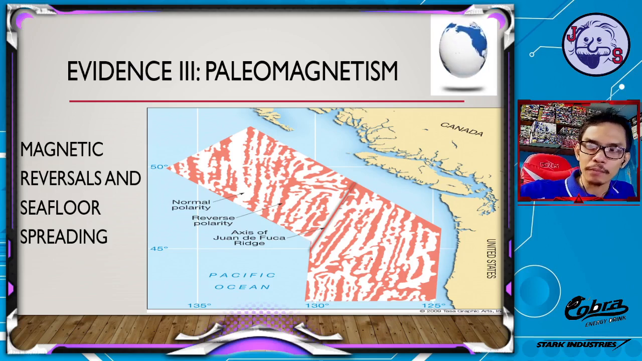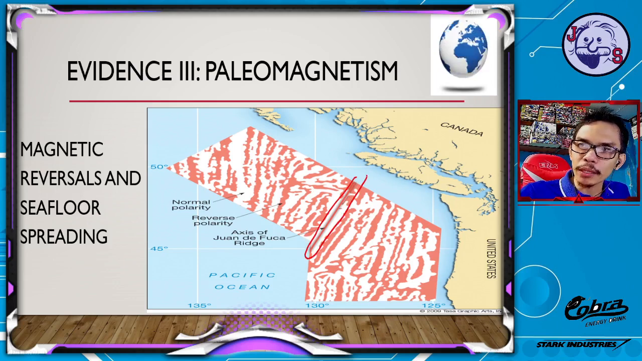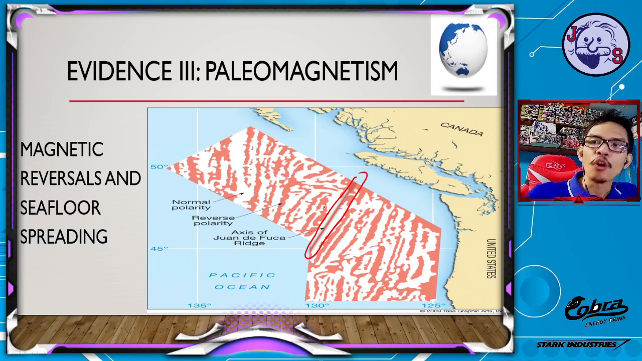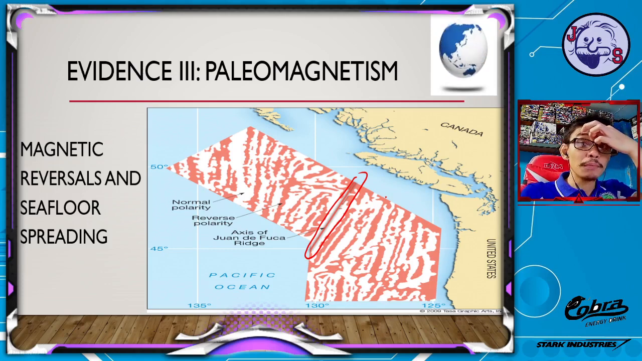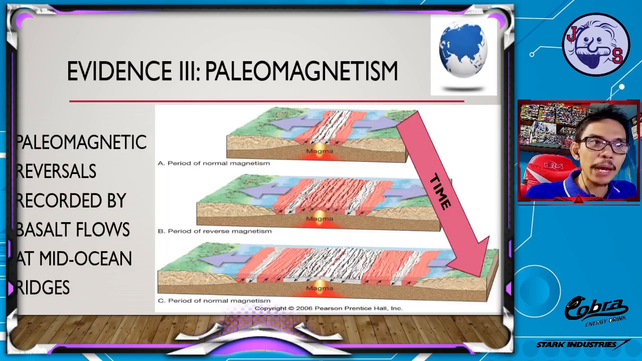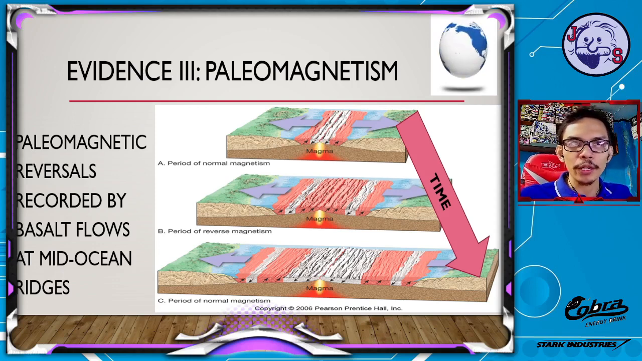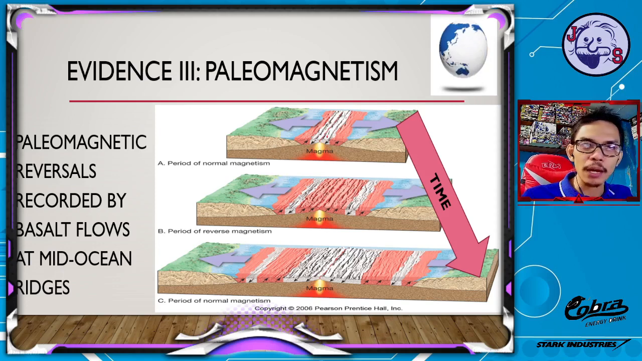As we all know, these polarities that you have right here are possible because of the production of new material coming from the ridge in this area. Okay, so that is the magnetic field reversal. As time passes by, the ridge will produce new material, and this new material will detect the orientation of the magnetic field of the Earth. Once it detects that orientation, it will follow it, and once it cools down, it will be stuck in there.